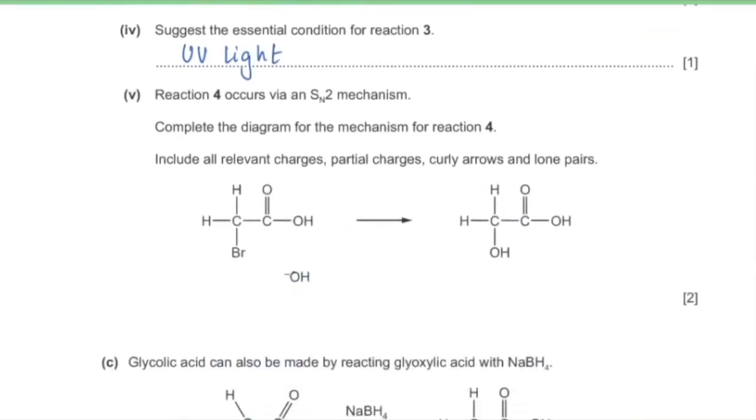Part 5, reaction 4 occurs by an SN2 mechanism. Complete the diagram for the mechanism for reaction 4. So SN2, because this is a primary halogenoalkane which has no stable intermediate. Now this bond will be breaking heterolytically. Carbon will have a partial positive charge and bromine will have a partial negative charge. There will be an arrowhead towards Br. This bond will be breaking heterolytically, and at the same time OH with a lone pair of electrons will be attracted towards the partial positively charged carbon atom.